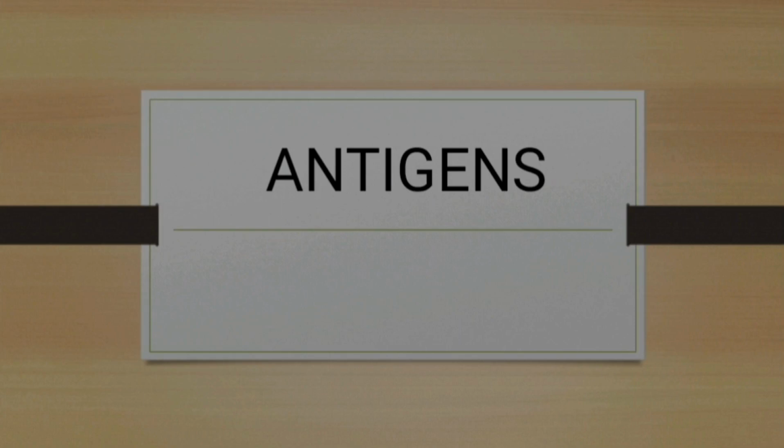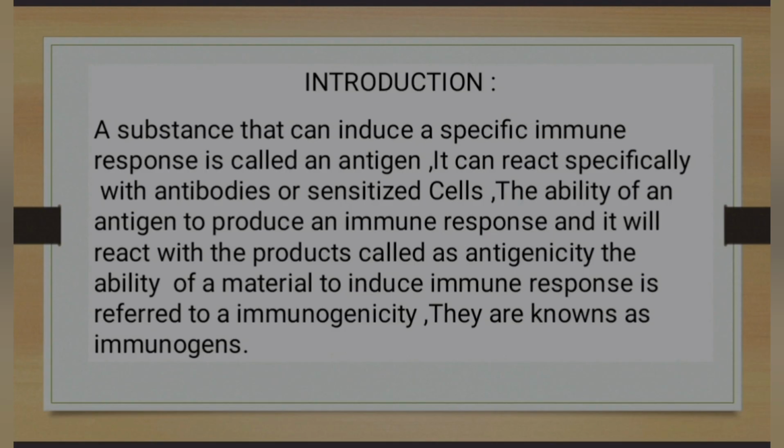Now we are going to discuss the topic of antigens. First one is introduction. A substance that can induce a specific immune response is called an antigen. It can react specifically with antibodies or sensitized cells. The ability of an antigen to produce an immune response and react with its products is called antigenicity. The ability of a material to induce a specific immune response is referred to as immunogenicity. They are known as immunogens.